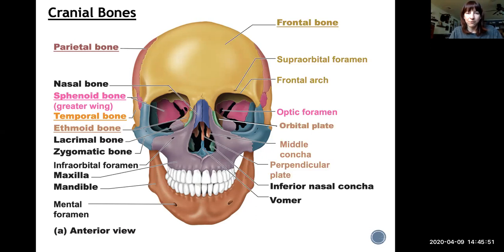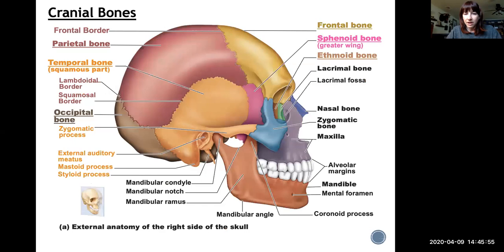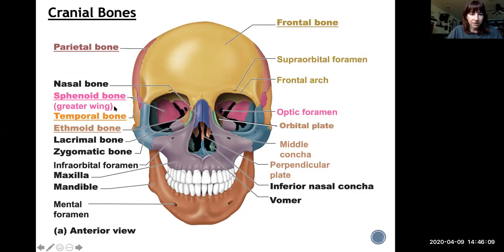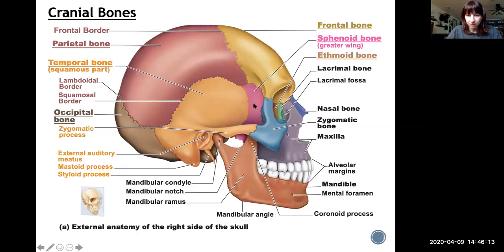So I'm going to be jumping back and forth a little bit here. We're concentrating on the sphenoid bone and its markings right now. Here is the sphenoid bone from a lateral view, okay? So you can also see it from the side of the skull. Again, this is the greater wing, okay? So what we're seeing here is what we're seeing here and here, okay?